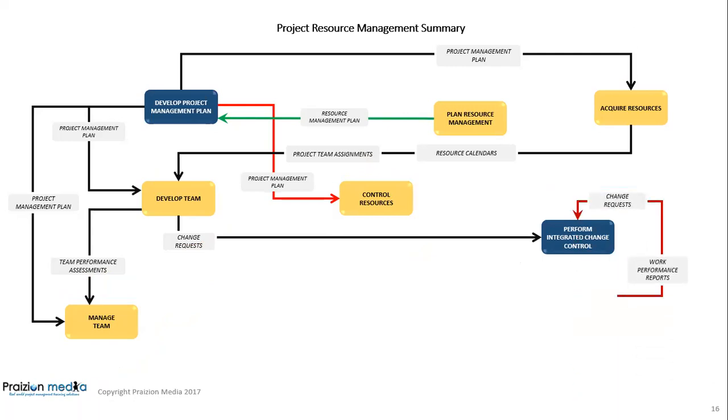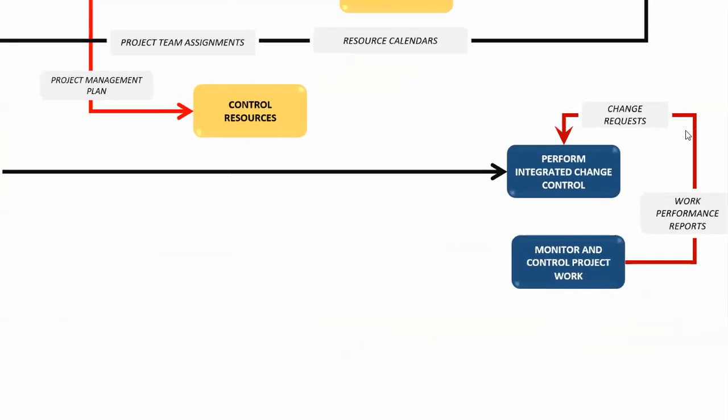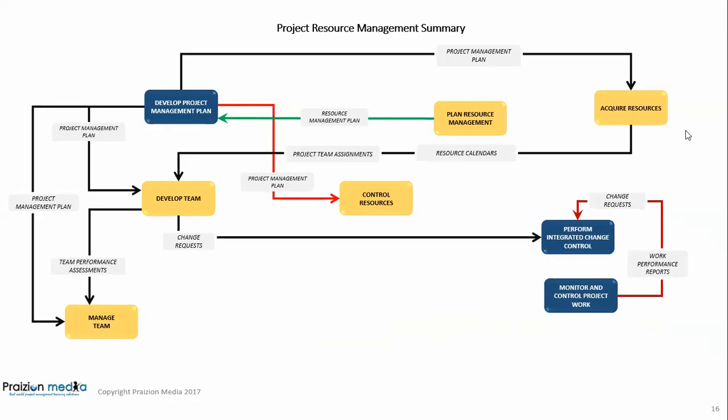Next, let's talk about change requests and work performance reports that come from monitor and control project work. This right here is an integration reminder. The interrelationship between monitor and control project work and perform integrated change control. That is also important. Now, let's talk about the interrelationship between monitor and control project work and manage team.